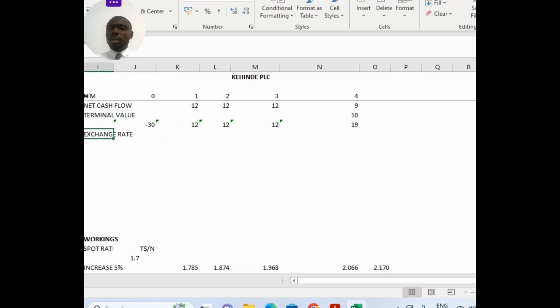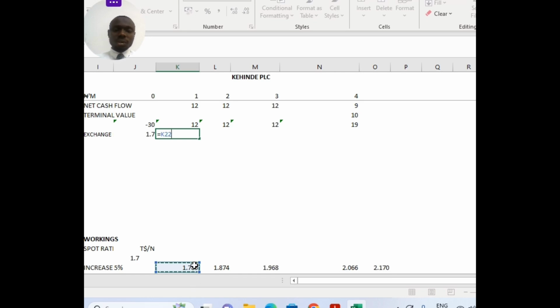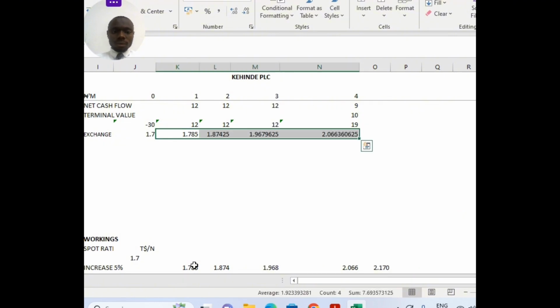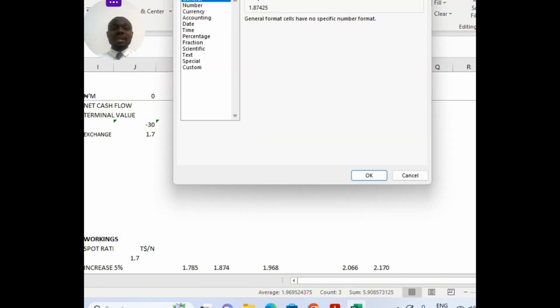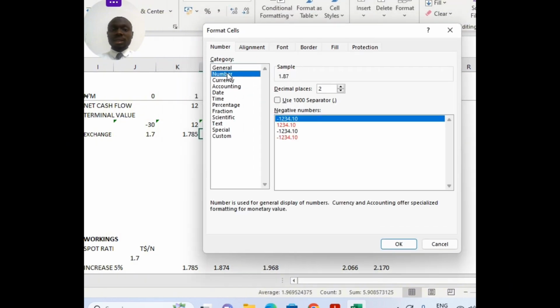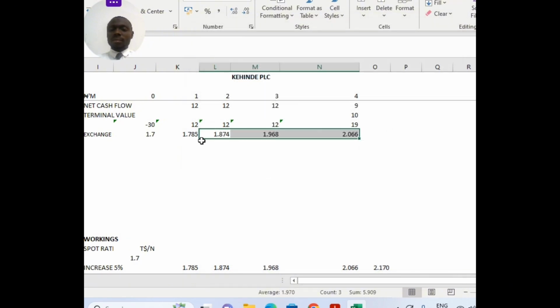Let me reduce this. Okay, the exchange rate is 1.7. We'll increase it by 5%. Let me take it to 3 decimal places, since the first one is 3 decimal places. Don't forget that when it comes to international, when it comes to foreign currency, we make it 3 decimal places.